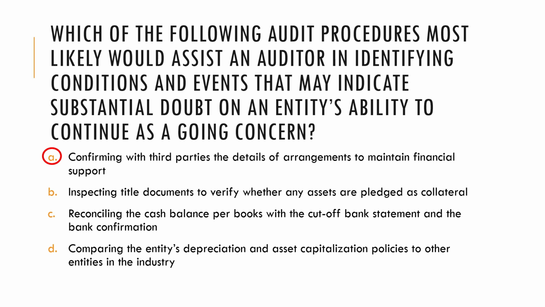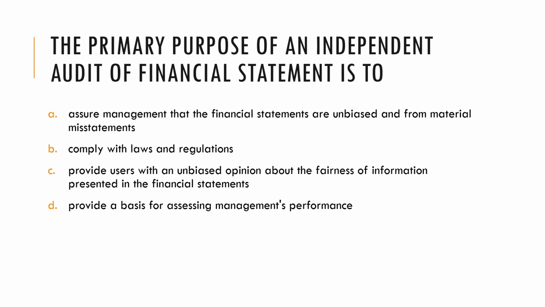When your client is maintaining financial support from other entities, like maybe the subsidiaries or maybe their home office, or head office, then that might mean that they're in a rough patch. Okay, so the answer to this is alpha.